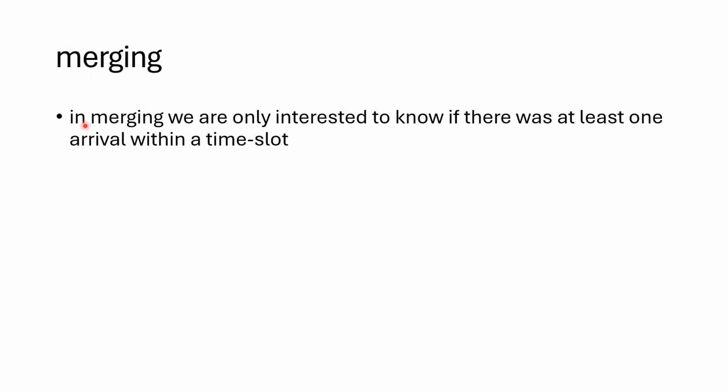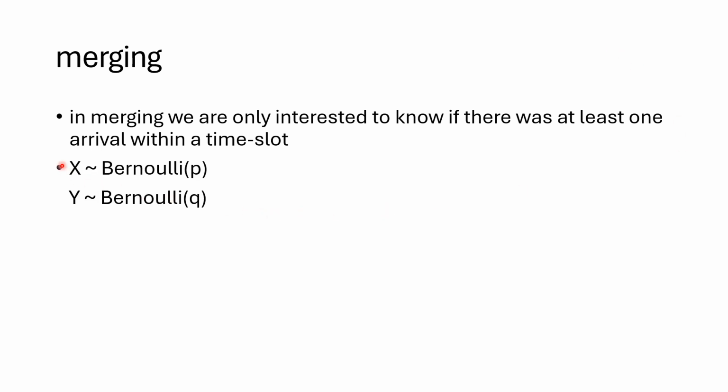And now we talk about merging. In merging, we are only interested in knowing if there was at least one arrival within a time slot. So in superposition, we care about how many times it happens. But in merging, we only care whether it happens or not.